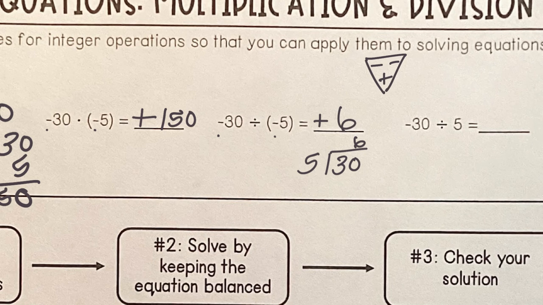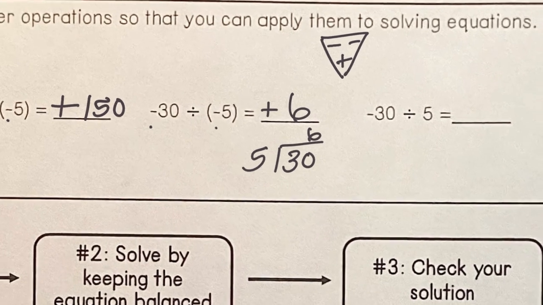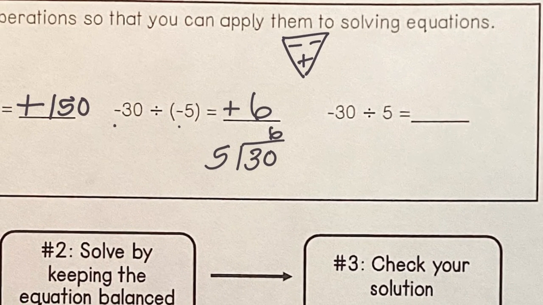And for the last one, I have negative 30 divided by 5, excuse me. So that's a negative number divided by a positive number. My signs are different, so that means my answer will be negative. And I know 30 divided by 5 is 6, so that answer is going to be a negative 6.